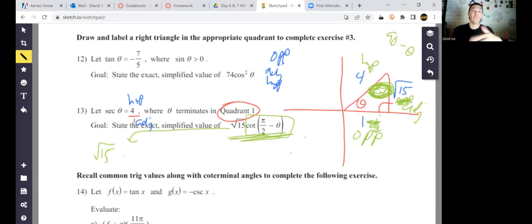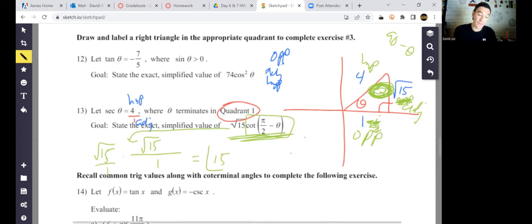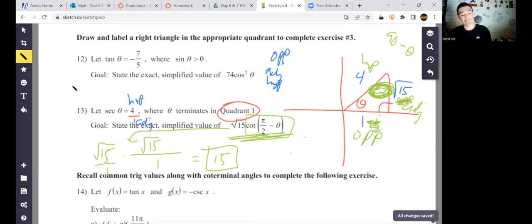You want to have all those definitions on your note card, right? So we need adjacent, which is square root 15, over opposite, which is 1. And then when you go square root 15 times basically itself, you just get a regular, ordinary 15.